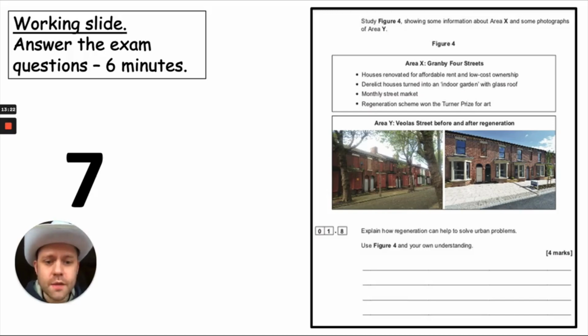The way I would do this is I would look at figure 4, I would choose something that was maybe bad before, how it's been improved, and how this can help solve urban problems. So, the monthly street market might provide jobs for people. That reduces the problem of unemployment. Or houses renovated for affordable rent. Well, it could help with the problem of homelessness. All right, people are more likely to afford these properties.